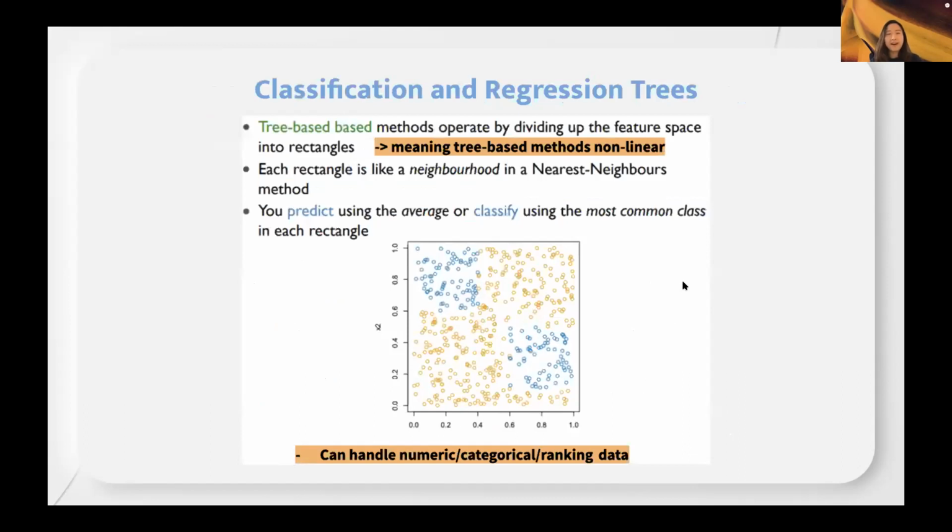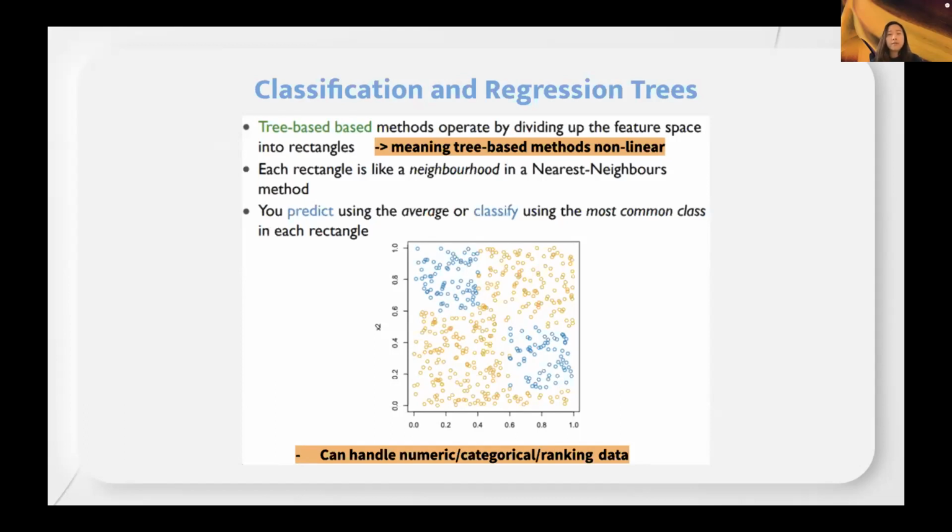I borrowed 2 very good looking slides from Professor Alexandra Chaldachova, I'm hoping I'm pronouncing it right, from CMU. We've learned that tree-based methods operate by dividing the feature space into rectangles, meaning that the tree-based methods are not linear. And each rectangle is like a neighborhood in a nearest neighbors method. So you predict, or here we can understand it as regress, using the average, or classify using the most common class in each rectangle.